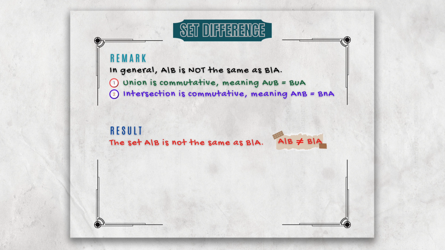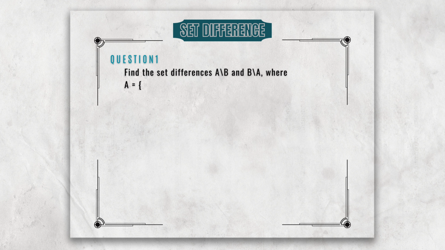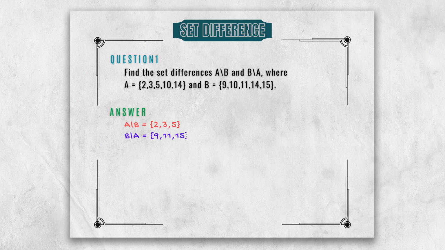Here is our first test problem. Find the set differences A without B and B without A. The elements that A does not share with B are 2, 3, and 5. Therefore, A without B is the set of 2, 3, and 5. Similarly, B without A is the set of 9, 11, and 15.